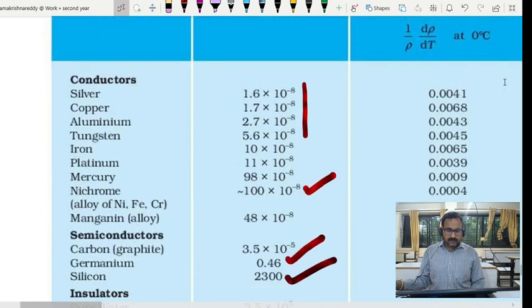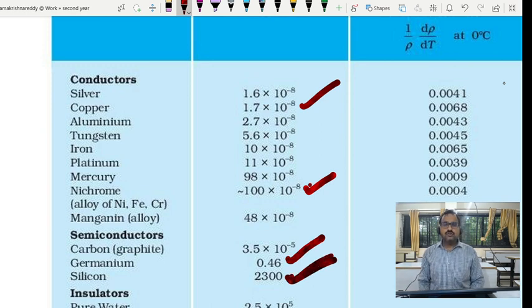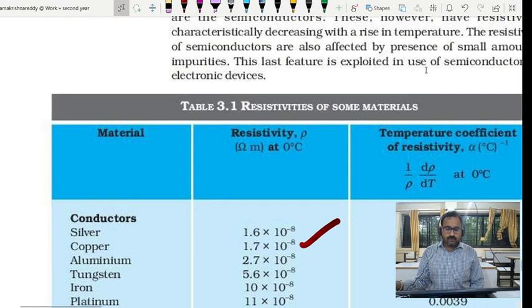See, copper is the second one, 1.7 into 10 power minus 8. Next one is nichrome, next is germanium, 0.46, next is 2300. According to that order we wrote it. We have to practice that.